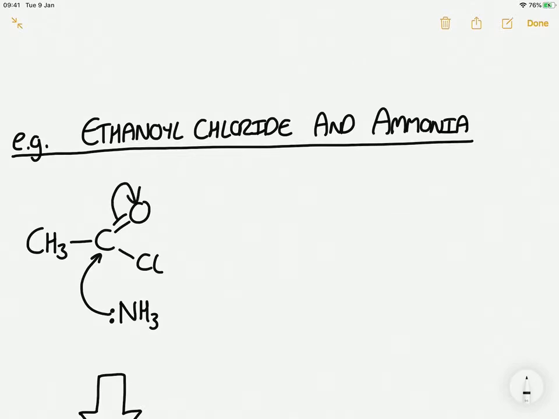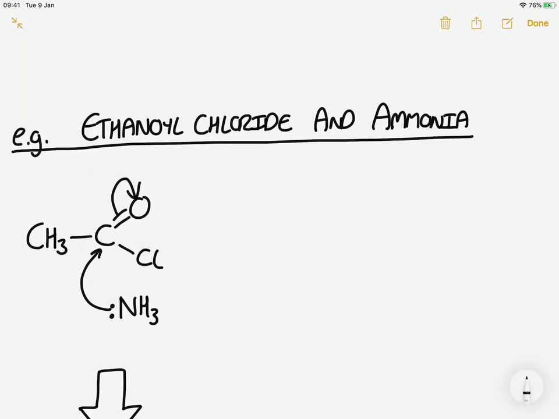that one. This time, again, just to ramp up the level of demand a little bit, I'm going to say pause the video and draw the structure of the intermediate. Don't worry about doing the arrows yet, but pause the video and draw the structure of the intermediate, and then we'll talk about the arrows.